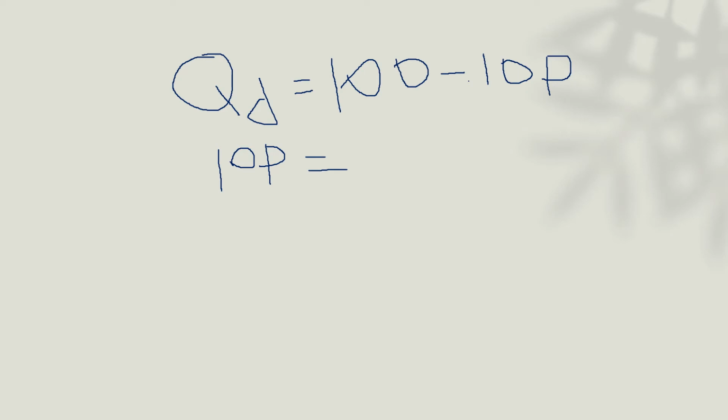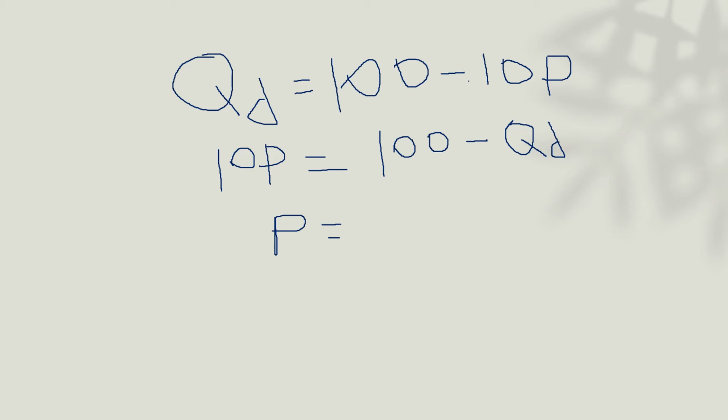100 didn't change the side, so it stays as it is. But now the QD element, which was positive on this side, is coming to join the side where the 100 is. So it's flipping side, therefore it will change its sign. It will assume a negative sign now. So it's negative QD. Then remember, our goal is to express this equation as price as a function of quantity.